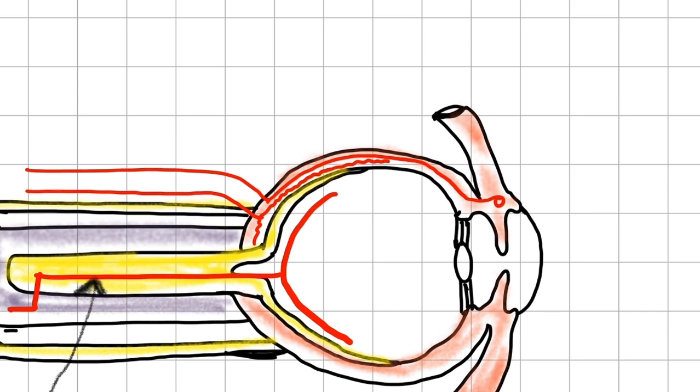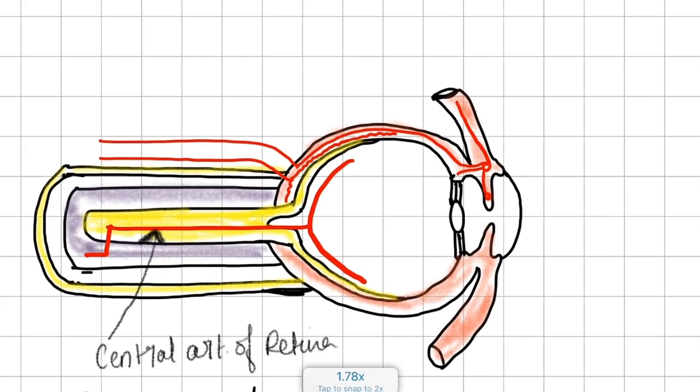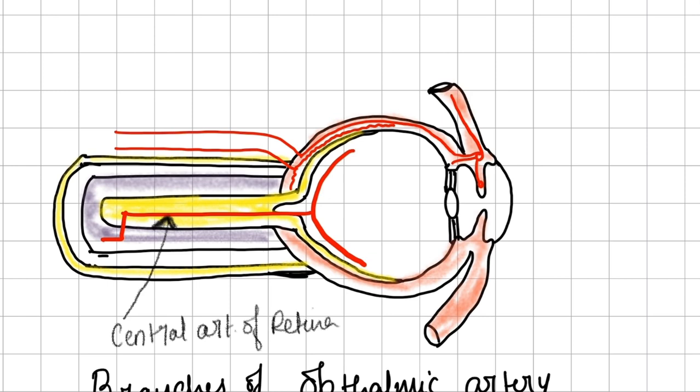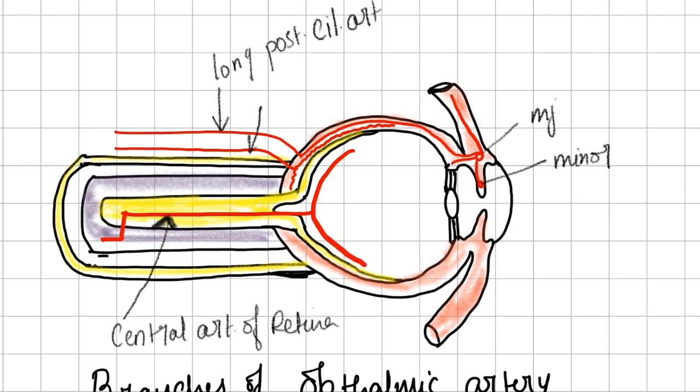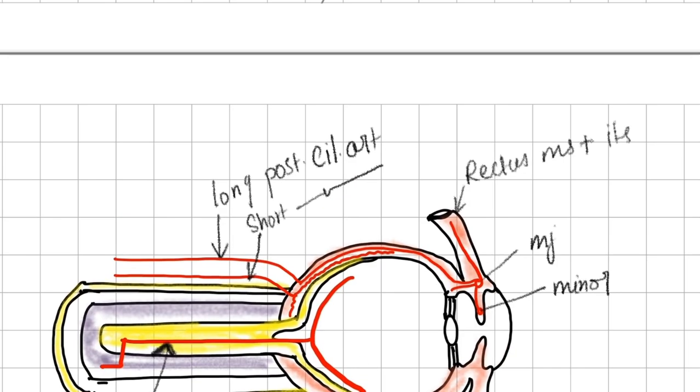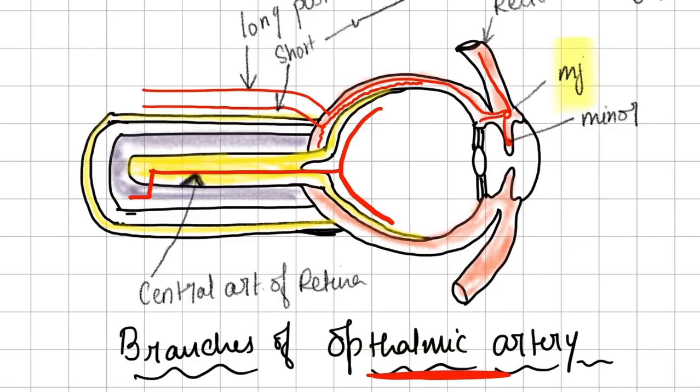The other one which joins it from the sides forms a circle. Two circles are formed. The one present within the iris is known as the minor, and the outside one is known as the major. So I told you that was the long posterior ciliary artery, and this one towards the inside is the short posterior ciliary artery. The artery which joined to form the major circle was the artery accompanying the rectus muscle. The major circle goes into the iris part to form the minor circle, the minor arterial circle.